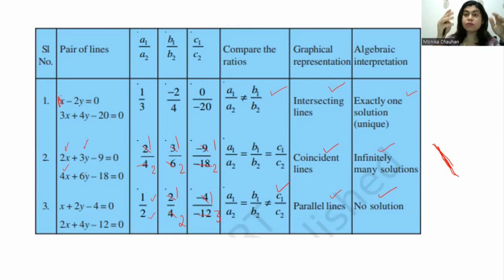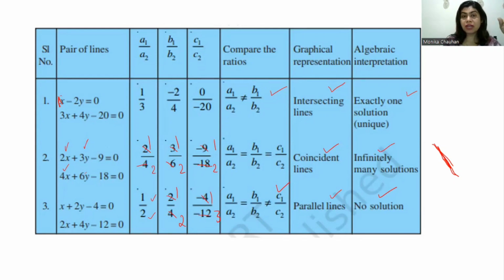Now, this next case is when all the ratios are the same: coefficients of x, y, and the constant term are all equal. That means you're going to get coincident lines. It has infinitely many solutions. And the third case, when the two ratios are equal and it is not equal to the third one, means you will get parallel lines and it has no solution.